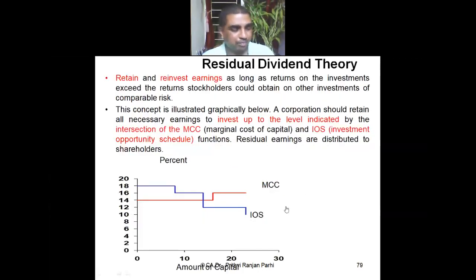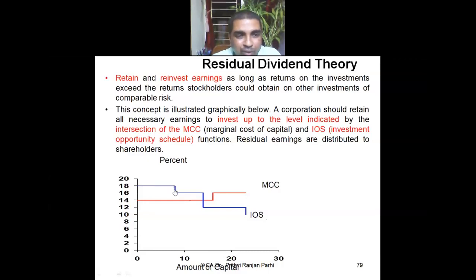That theory you can understand with the help of this particular picture. First of all, you see this blue color line that is marked as IOS. IOS means investment opportunity schedule. A firm has got some investment opportunity. Let us say initially up to this point the firm can invest at 10%. And up to this point, let us say the firm can invest at 18%.